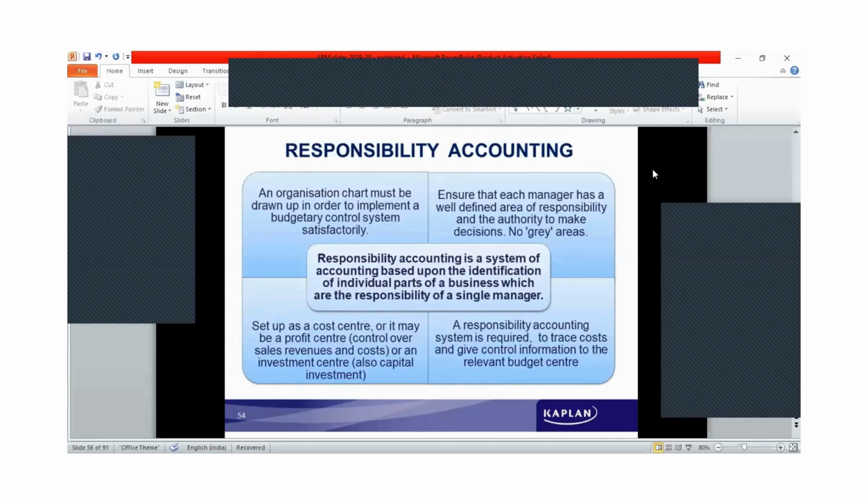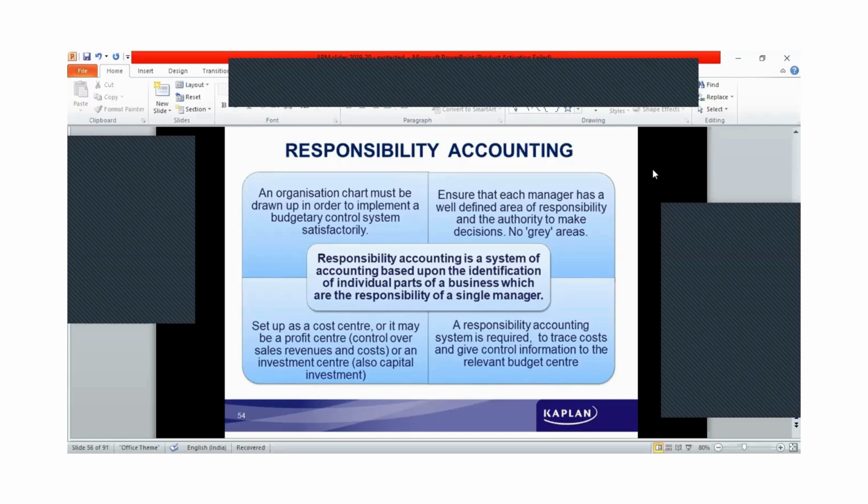Then we come to another topic called responsibility accounting. See, to measure the performance of the organization as a whole is not possible, because there are multiple activities, divisions, and multiple functions which are carried on in an organization. For that reason, the organization is decentralized, or divided into various strategic business units.